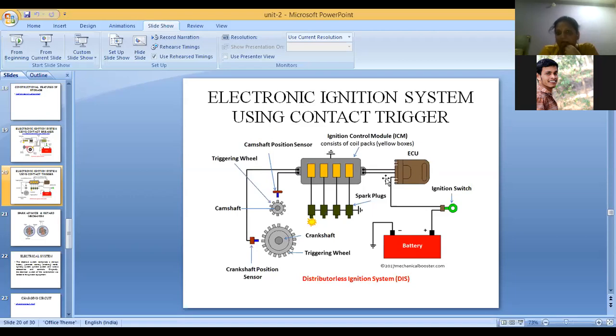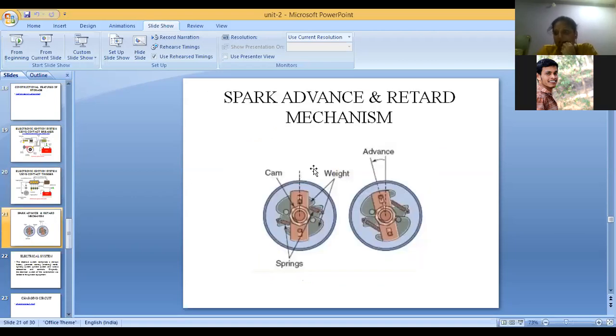Now, depending upon the signal we get from the engine control unit, the spark plugs will ignite. So this ignition will take place based on the position of the camshaft and crankshaft. This we call the triggering mechanism. Okay. Next one is the spark advance and retard mechanism.